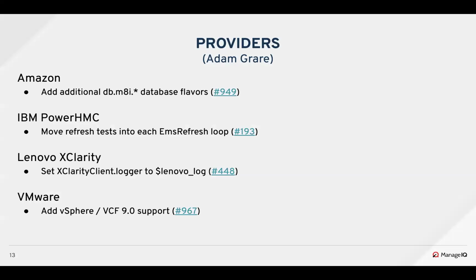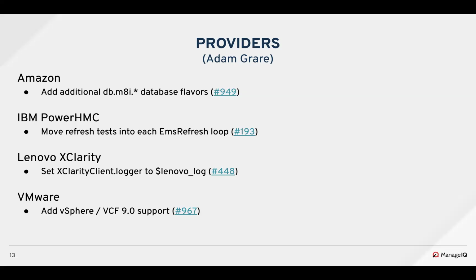Thanks, Gilbert. For providers this sprint, we added some additional database flavors for the Amazon provider. Power HMC, we moved some of the tests for refresh into loop. Essentially, we run refresh tests twice to make sure that between the two, nothing changes. And the tests in this one happen to be outside of that loop, so it was defeating the purpose. So we got that fixed.